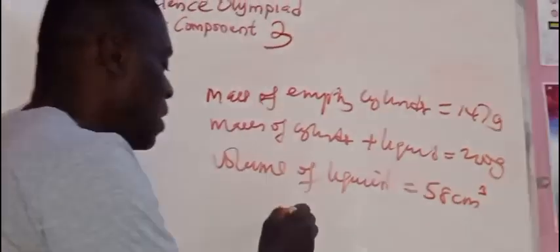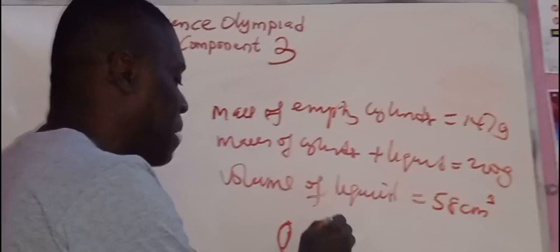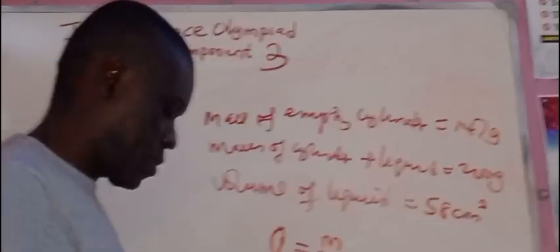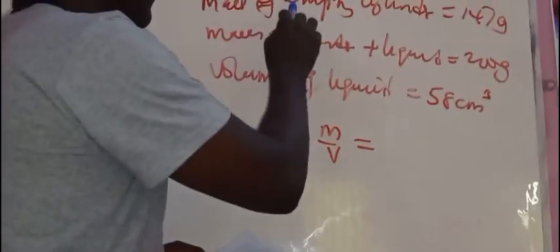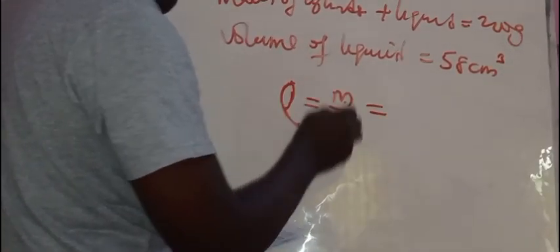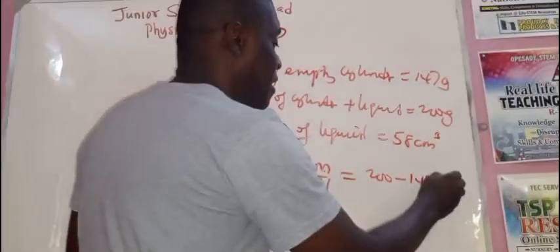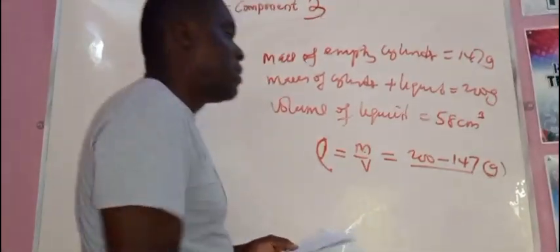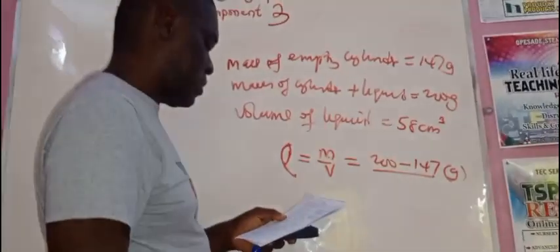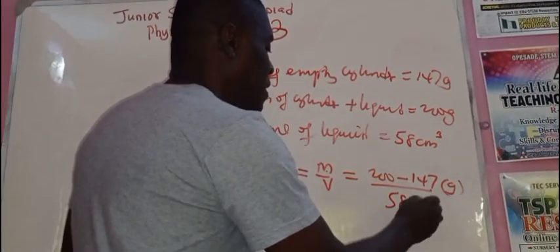Now, density, rho, this is the symbol for density. It means mass over volume. Okay? Density is mass over volume. So in this case, the mass of the cylinder plus liquid is 200, and the cylinder when it is empty is 147. So by the time you subtract this from this, it will give you the actual mass of the liquid. Mass of liquid, volume of liquid. That will be 200 minus 147 in gram divided by the volume, 58 centimeter cube.